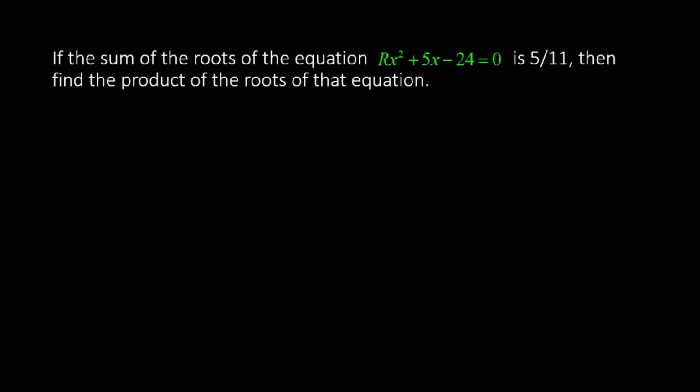Now the next question is, if the sum of the roots of the equation rx square plus 5x minus 24 is equal to 5 over 11, then find the product of the roots of that equation. So we have equation rx square plus 5x minus 24. This is a quadratic equation. Here a is equal to r. What is the value of r? I don't know. It may be positive, it may be negative, but it is real.